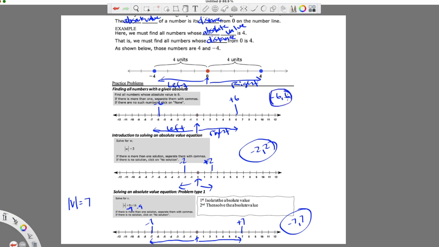All right, so that is an introduction to absolute value and finding the distance away from 0. Go ahead and go on Alex and give that a try.